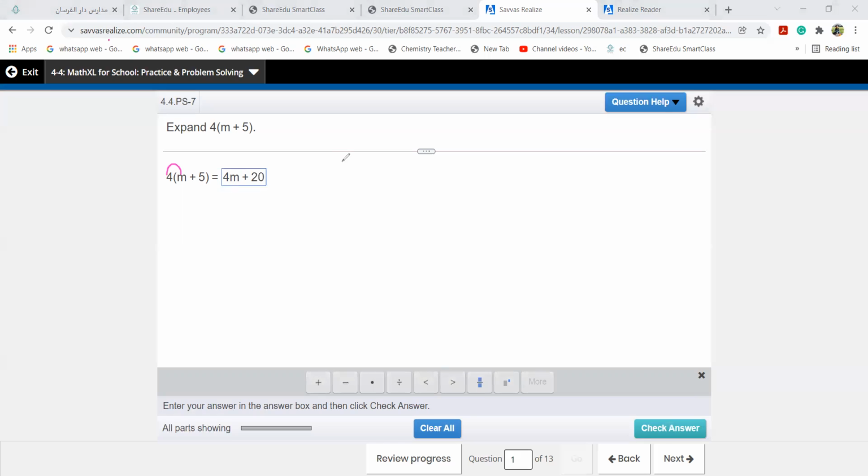You have 4 and you have m plus 5, right? So 4 times m is 4m. 4 times 5 is 20. This is the answer.